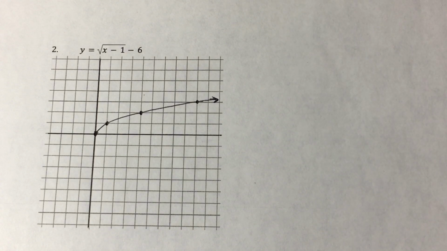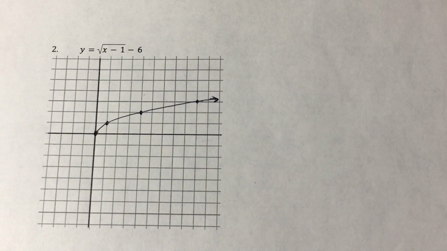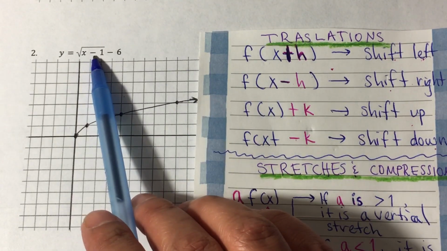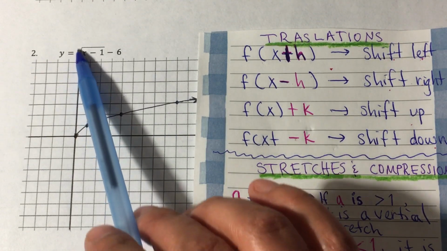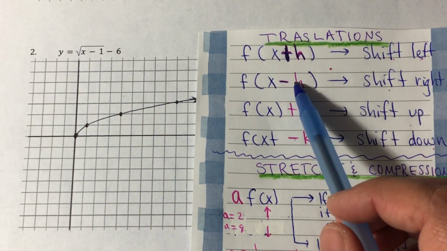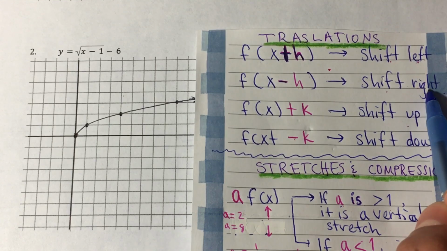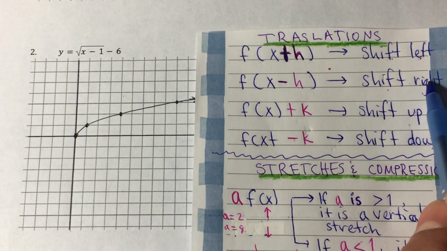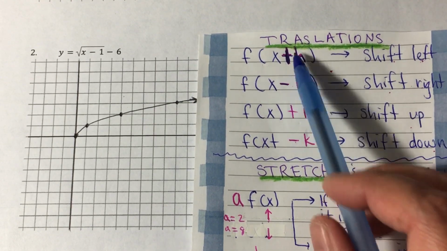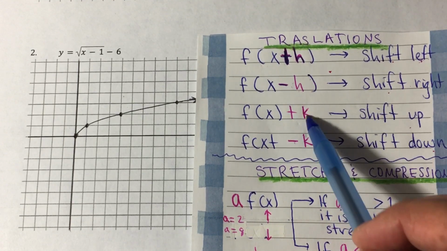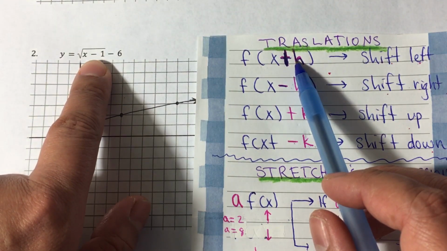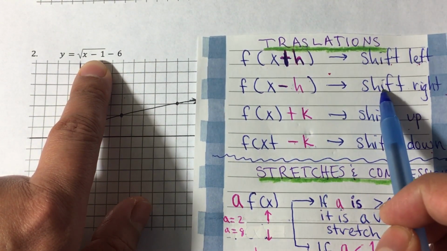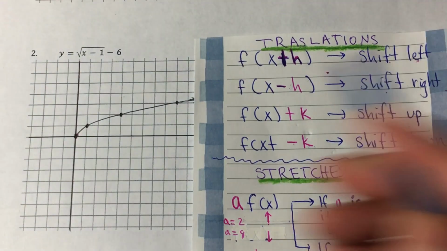Okay, number 2 says y equals the square root of x minus 1, minus 6. So we see that we have a minus inside. Again, in here we have a parenthesis, but sometimes it can be inside of a square root. So minus means shift to the right, not to the negatives, but to the positives. Inside is on x. The shift is on x. Outside, the shift is on y. So minus 1, shift 1 space to the right.